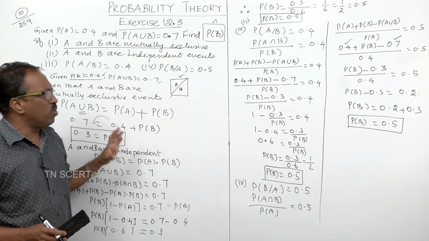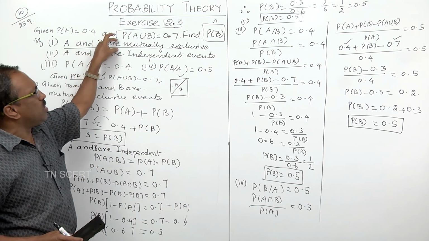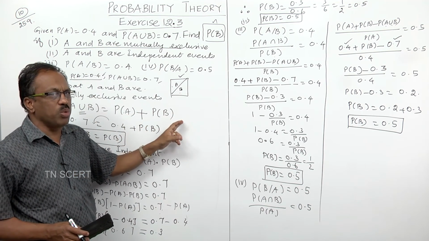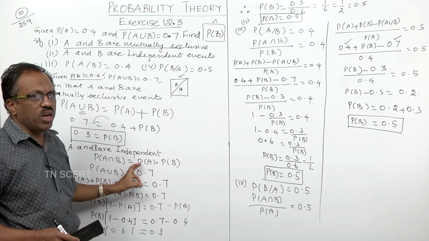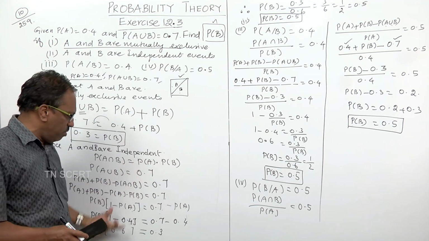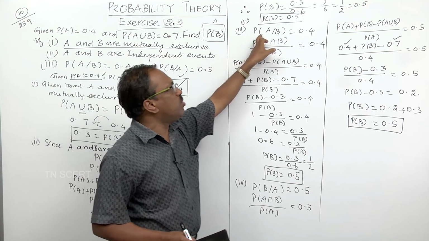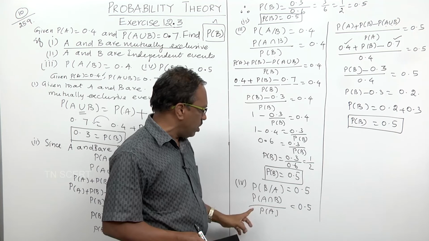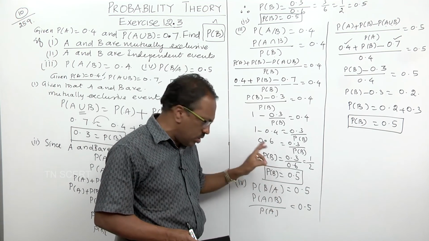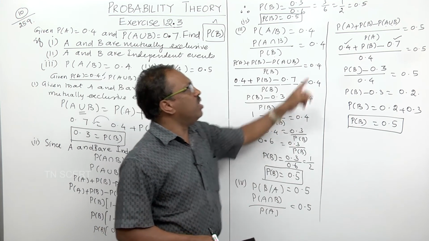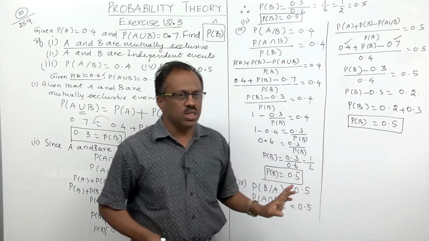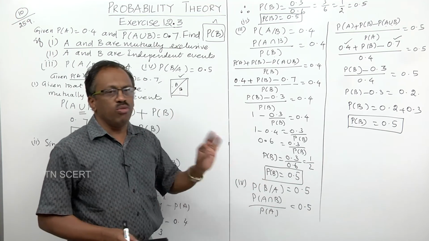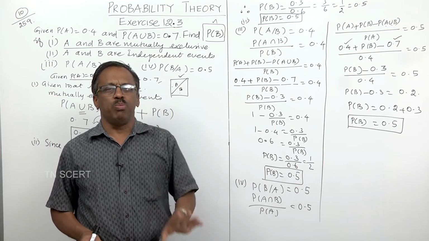So in all the 4 cases, in the first one we noticed mutually exclusive, P of A union B is equal to P of A plus P of B. Independent events, P of A intersection B is P of A into P of B, with the help of that. Next one, conditional probability, P of A given B, we applied. Addition theorem, once again we are using. And P of B given A also, same addition theorem, and then we found the result. In all the cases we found only the result P of B.